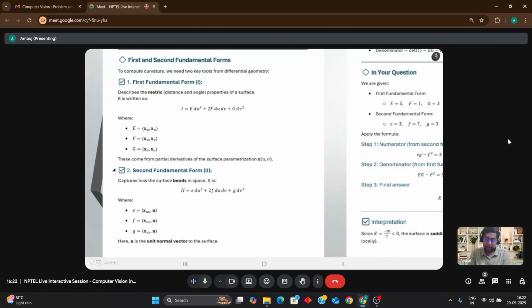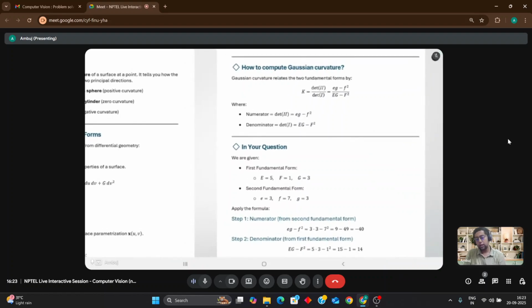Now you try to see the second fundamental form. It captures how the surface bends in space. It is small e du square plus 2f du dv plus g dv square. e is xuu, meaning double differential. f is xuv, and g is xvv, where n is the unit normal vector to the surface.